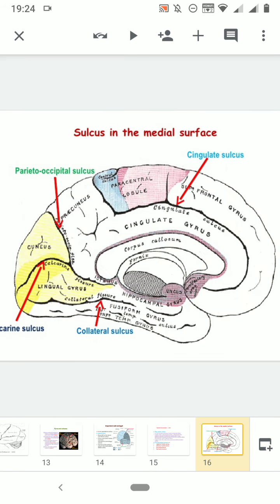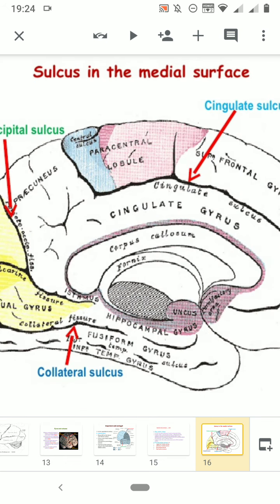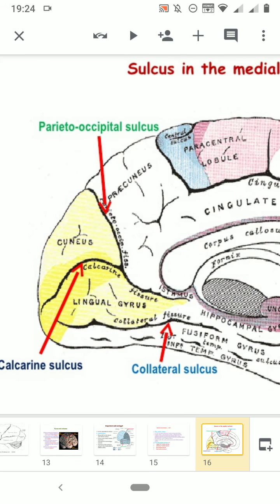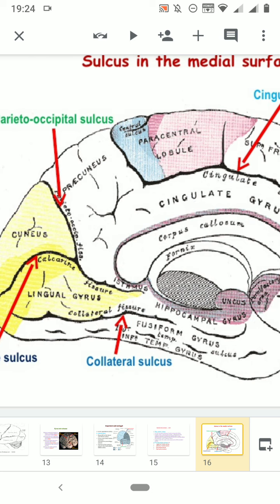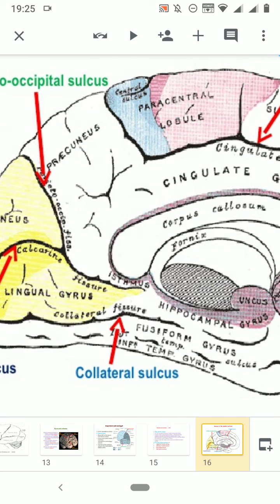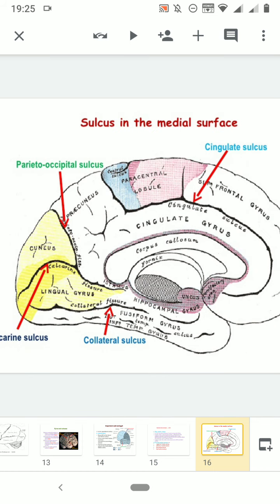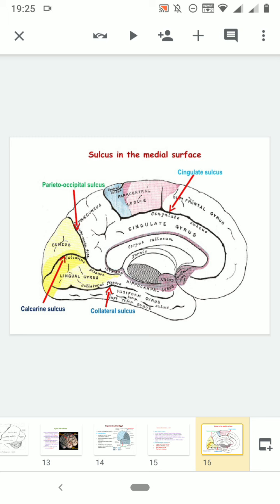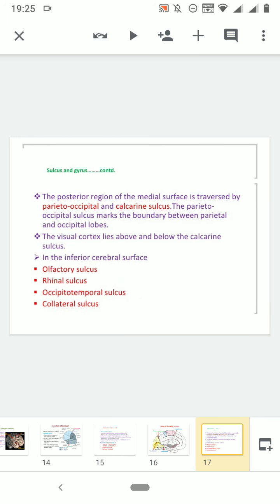Okay, so let's see some of the sulci on the inferior surface also. The collateral sulcus falls on the inferior surface, but we can see it over here. You can see the collateral sulcus. Okay, and these are some of the important sulci in the medial surface. So let's continue. In the posterior region of the medial surface, we have already seen the parieto-occipital and the calcarine sulcus.